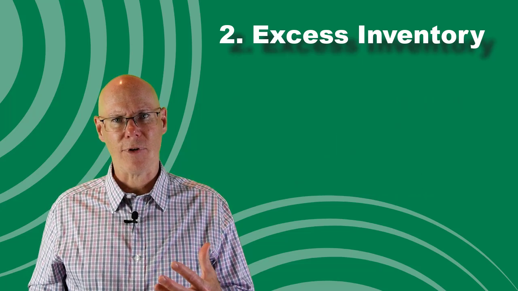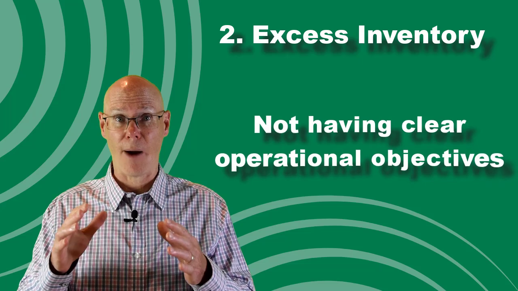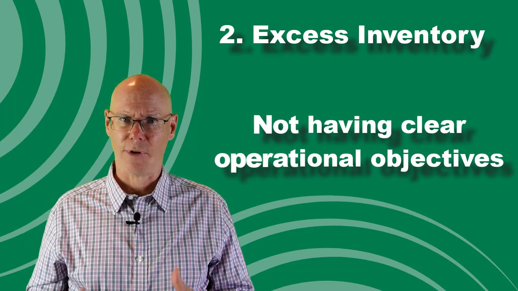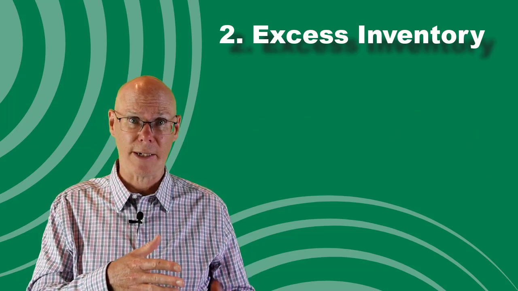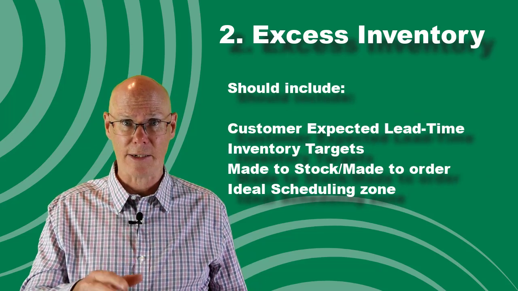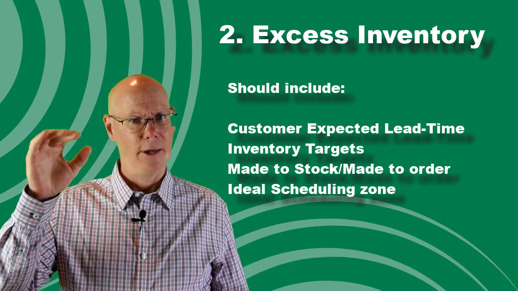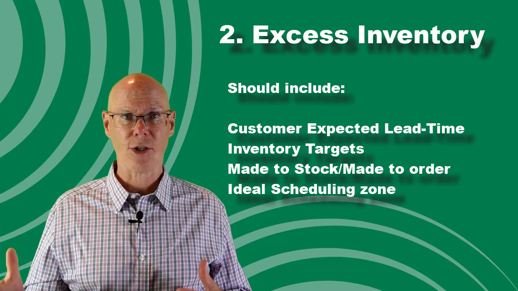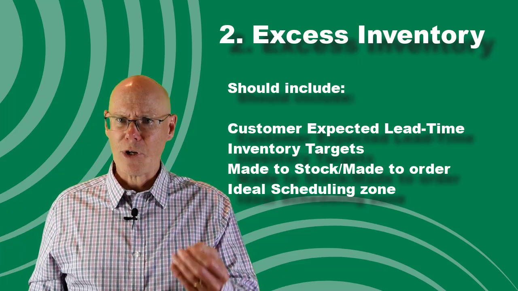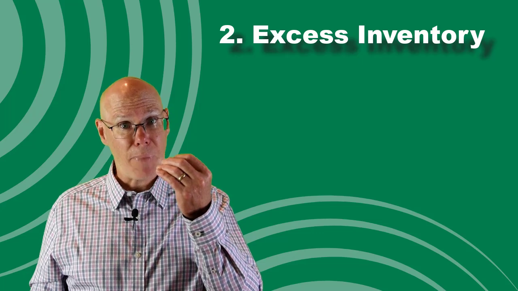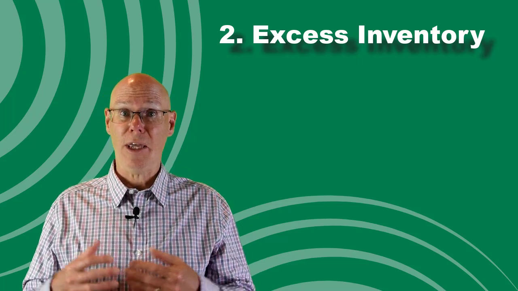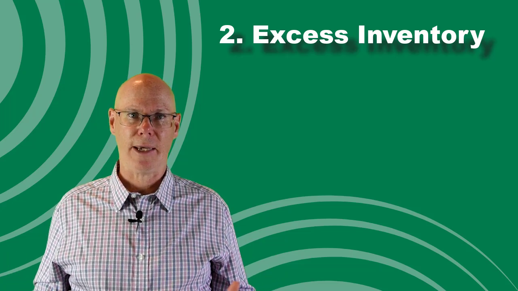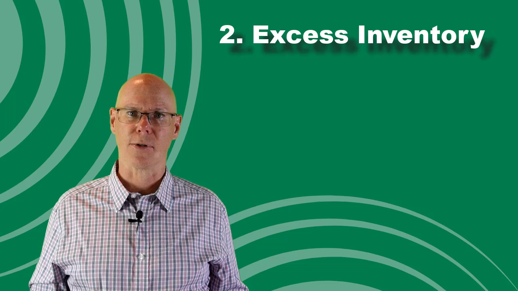Secondly, excess inventory can arise from not having clear operational objectives for a product family. Operational objectives, or the family strategy, should be documented and should include customer expected lead time, inventory targets, the mix between make to stock and make to order, and your ideal scheduling zone. Without a documented strategy and accountability to that strategy, there is no clear objective.